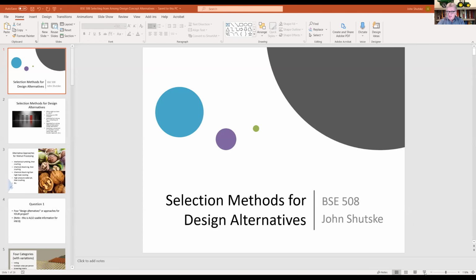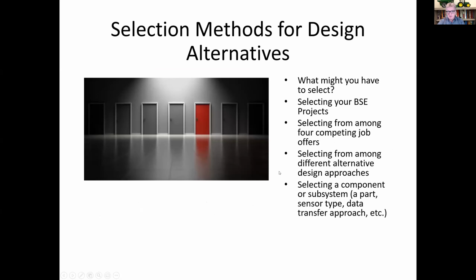Hey everybody, it is John Shutsky with BSE 508, and we're going to talk today about evaluating different design alternatives. We're really going to teach today a process for selecting things from among many different types of alternatives. And I'll give you some examples here.